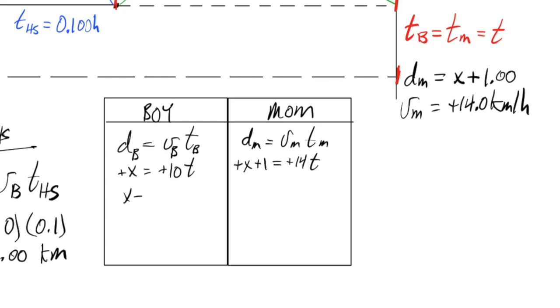So x is equal to 10t, and I'm going to call that equation 1. I just dropped all the extra stuff. Now for mom, I'm going to bring that plus 1 to the other side. So that's going to make it x is equal to 14t minus 1. And that is my equation number 2.